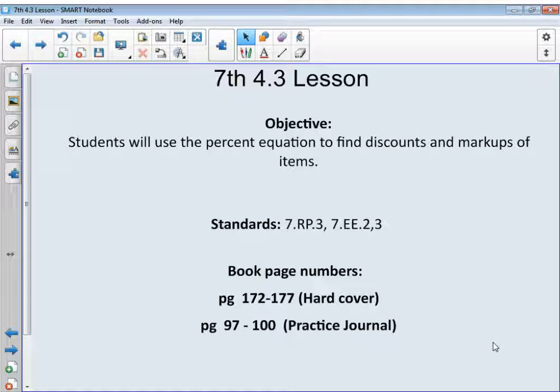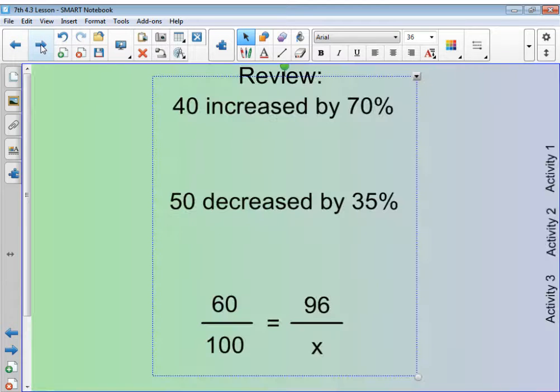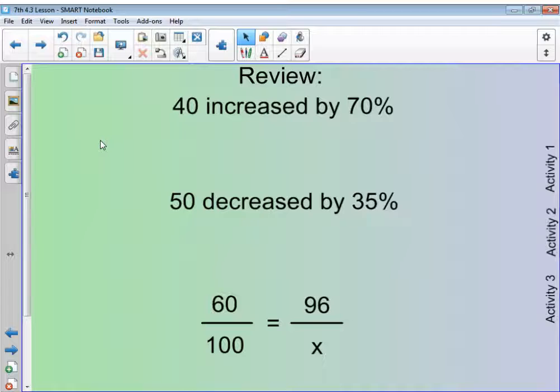Today we're going to be using your practice journal. So before we get started with that, we want to go ahead and review some previously learned concepts that are going to help us with this lesson. First of all, back in lesson 2, we worked with increases and decreases. So we need to review really quickly what the word increase means.